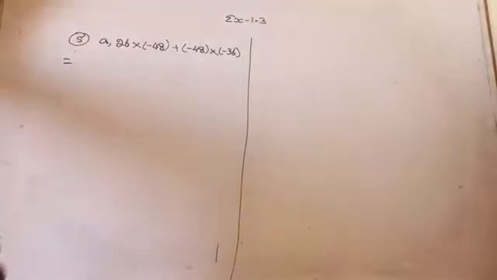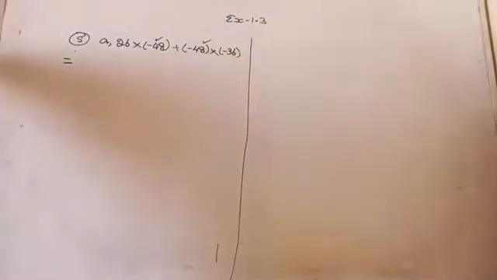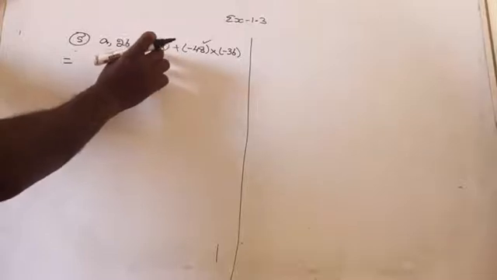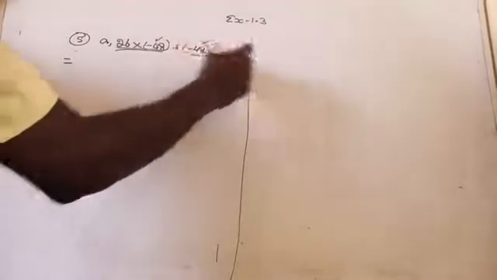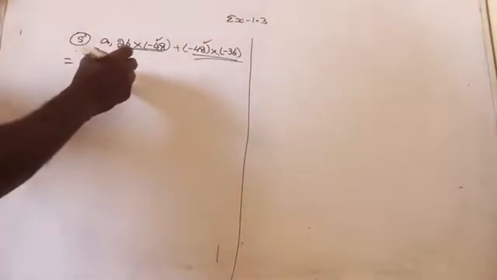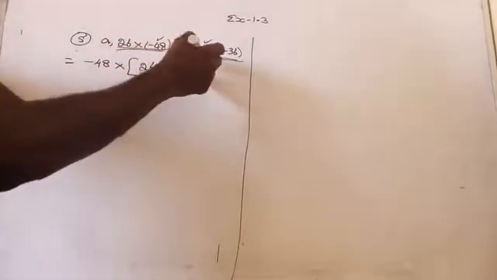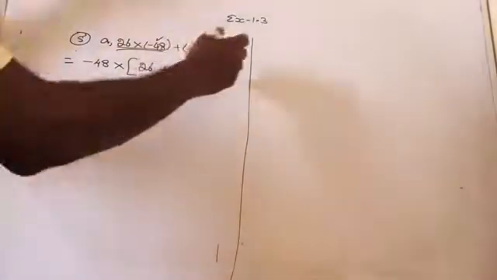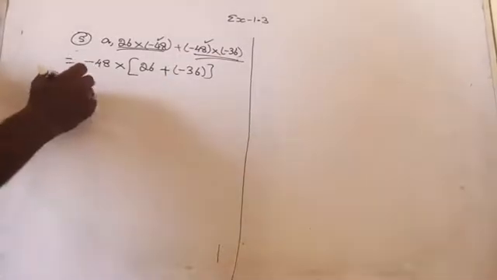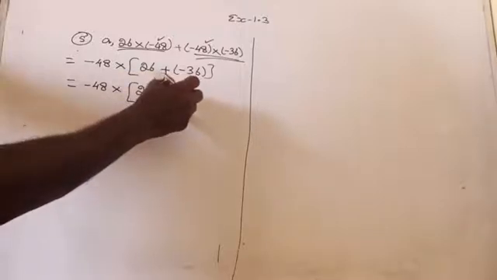Now tell me. Here minus 48 is a common integer. How many terms are there? There are 2 terms. This is one term, and this is another term. So in these 2 terms, minus 48 is common. First we take it out. So minus 48 into, what is left out? 26 into 1, 26. Plus, already we took out this minus 48, so 1 into minus 36 is minus 36. Am I right here? Then again, minus 48 into 26 minus 36.